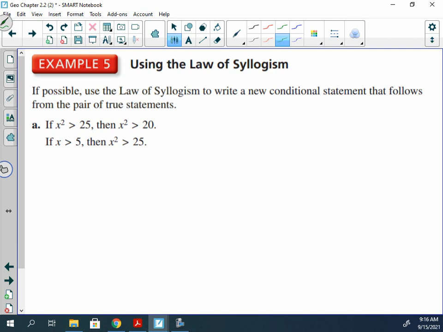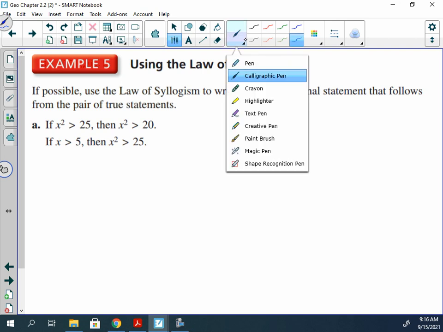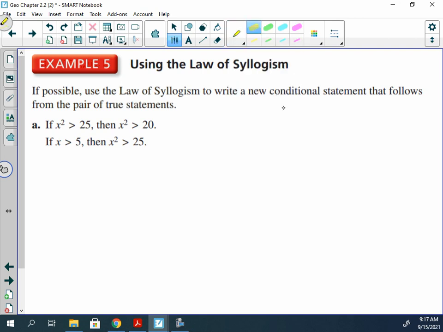Now, if possible, use the law of syllogism. Now, the main thing with this property is that we have a conclusion of one that is matching up with the hypothesis of the other. So when I look at this statement here, if x squared is greater than 25, then x squared is greater than 20. If x is greater than 5, then x squared is greater than 25. Let's get a highlighter. Now, the main thing we just said with this property of syllogism is that a hypothesis and a conclusion match up in the two statements.